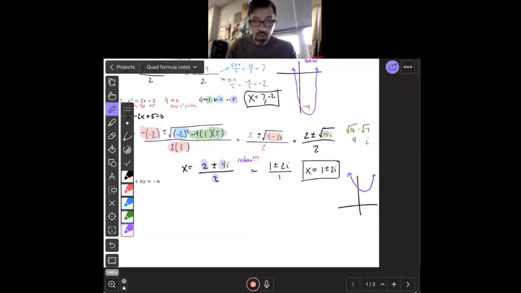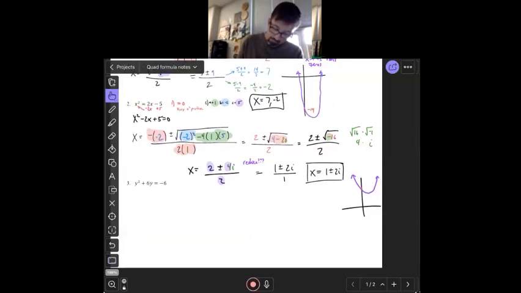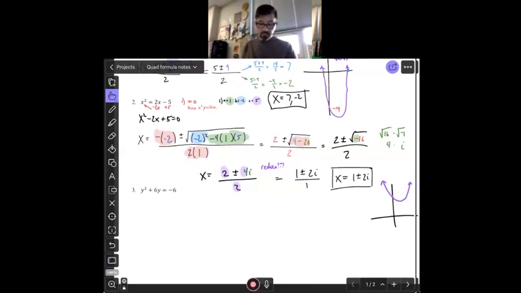Right? It would never hit the x-axis, right? That's why they're imaginary, because they don't actually exist. So no x-intercepts on this problem. We can solve it, but we get imaginary or complex answers, not real answers, and no real x-intercepts. So we see one problem where they give us imaginary solutions.